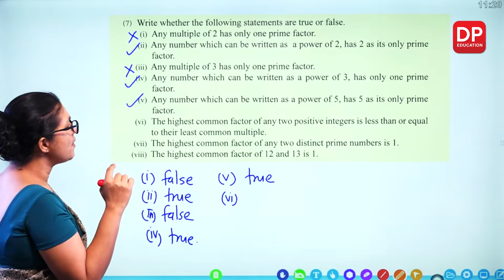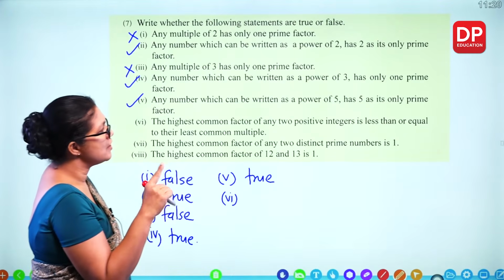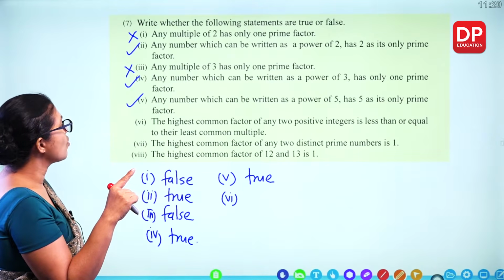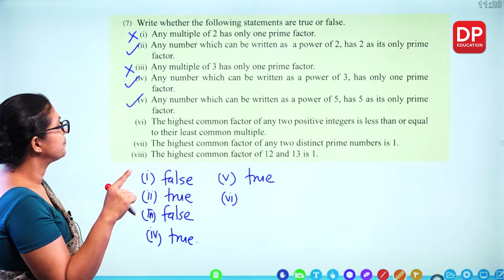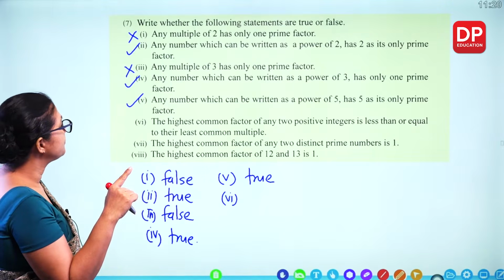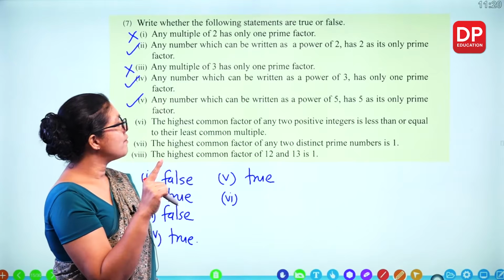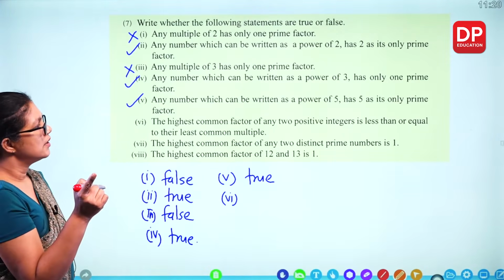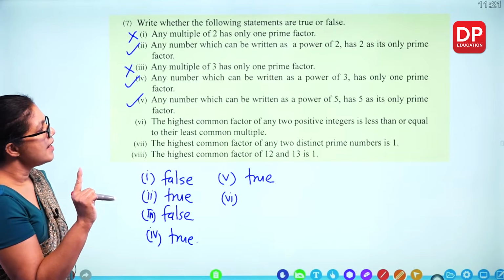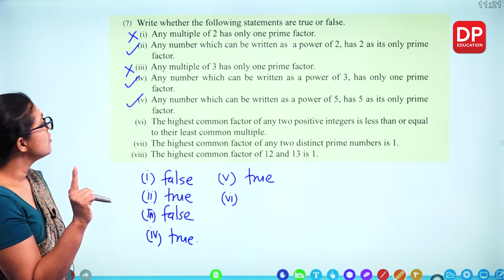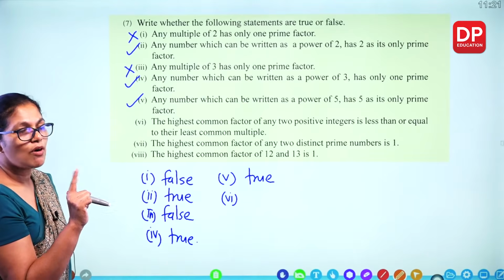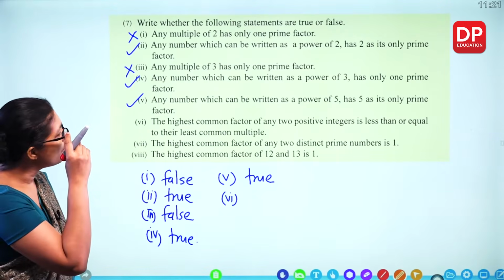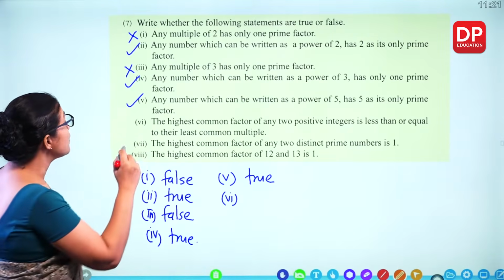The highest common factor of any two positive integers is less than or equal to their least common multiple. What do you think? Highest common factor of any two positive integers is less than or equal to their least common multiple. Always less or equal is possible. That's true.